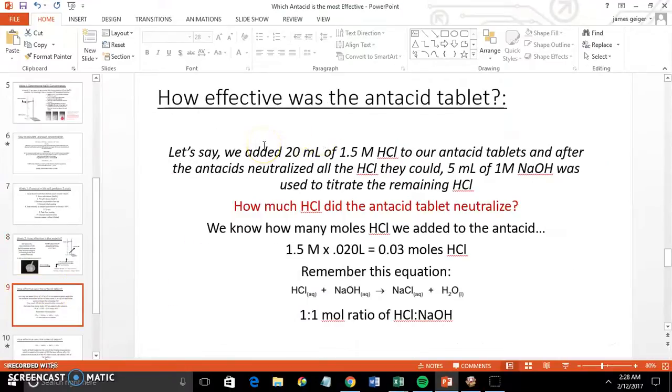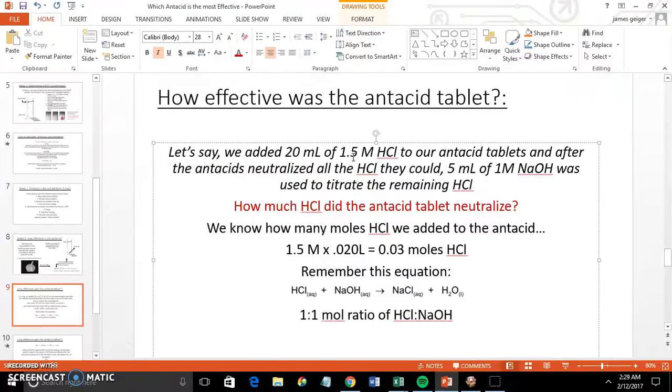So how are we going to figure out what we do here? Okay, let's say we added 20 milliliters of a 1.5 molar hydrochloric acid solution to our antacid tablets. After the antacid tablets neutralized all the HCl they could, 5 milliliters of 1 molar NaOH was used to titrate the remaining HCl. So how much hydrochloric acid did the antacid tablet neutralize? How do I figure this out?